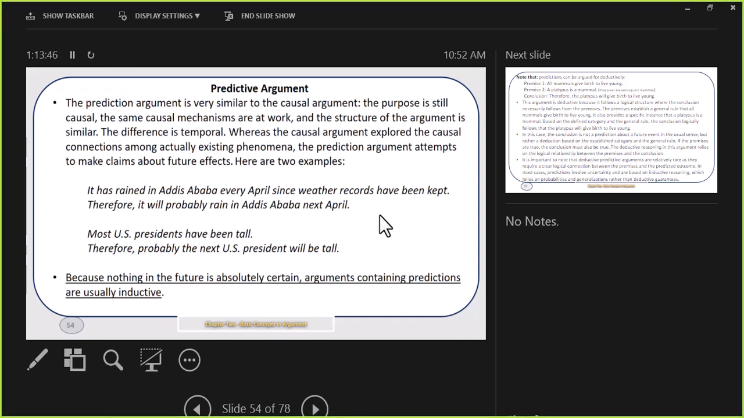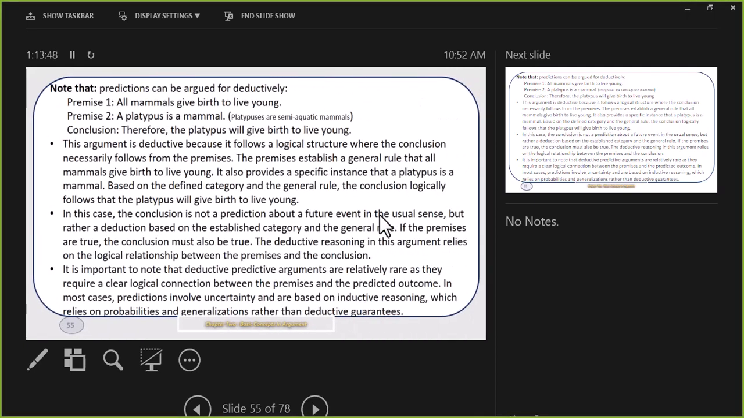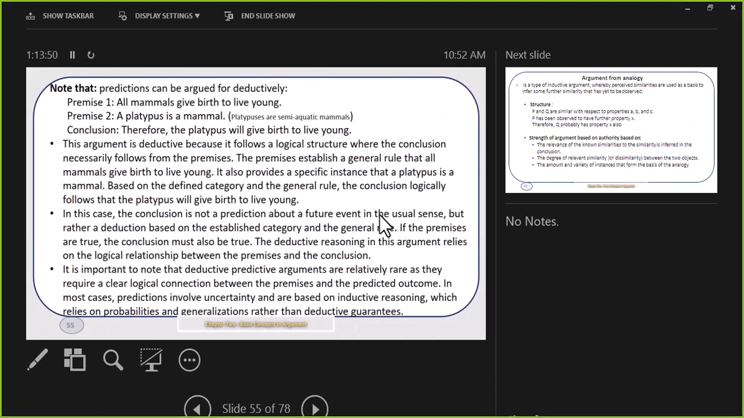Why do we say usually? Because sometimes a predictive argument can be argued deductively. An argument which tells us about what will happen in the future may sometimes, rarely, be considered a deductive argument. All mammals give birth to live young. The platypus is a mammal, therefore the platypus will give birth to live young. It's about what will happen in the future, but it is a deductive argument.